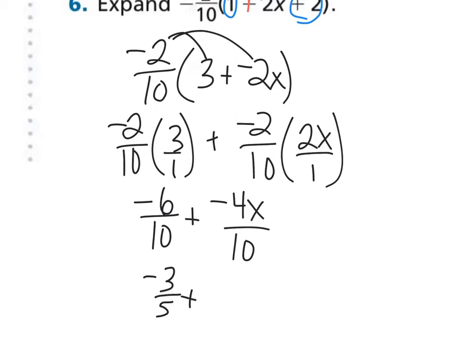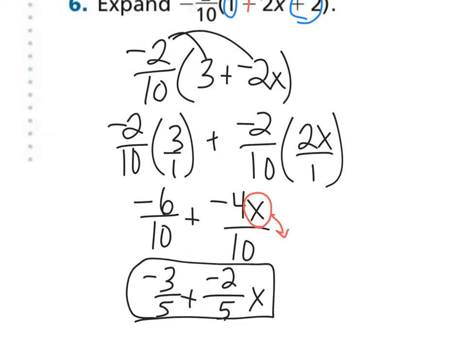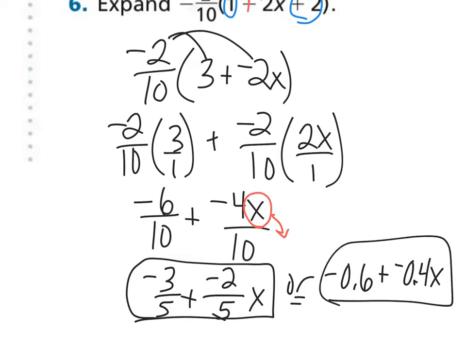And then anytime you have a variable in the numerator, you can just slide it over to the side of your fraction if you want. So negative 4/10 reduces to negative 2/5 x. And this one, if anybody switched this over to decimals, this would be negative 6/10 plus negative 4/10 x. Okay, and again, if you switch the order around with your x first, negative 4/10 x plus negative 6/10, or negative 4/10 x minus 6/10.